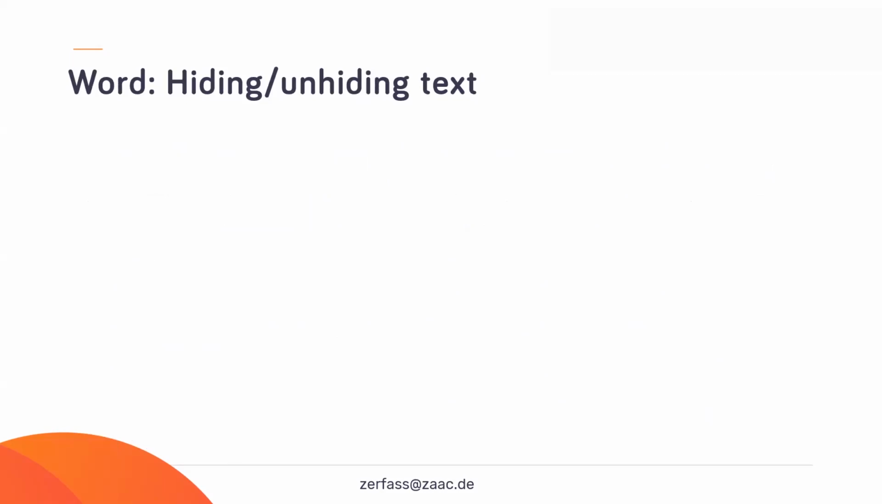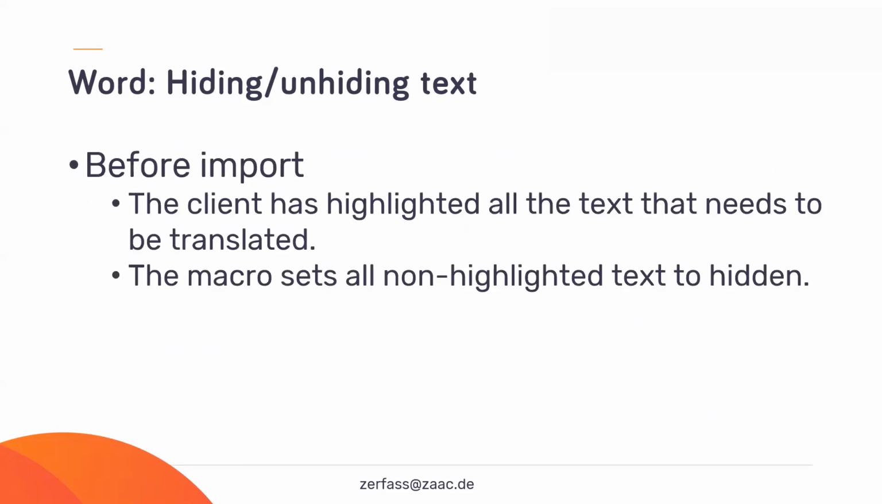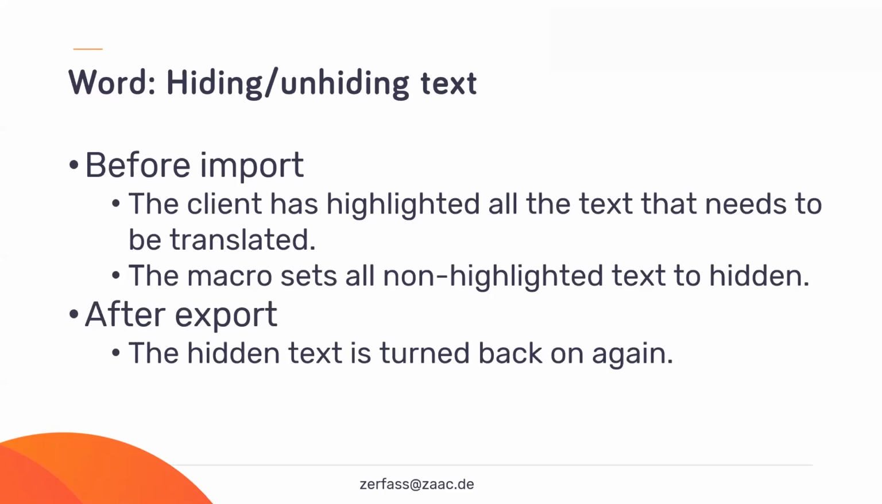So I have an example for Word. The client has a file that has highlighted text. So everything that's highlighted needs to be translated, the other stuff not. So I have a macro that hides everything that's not highlighted. After the export, that hidden text is turned back on. So let's see.